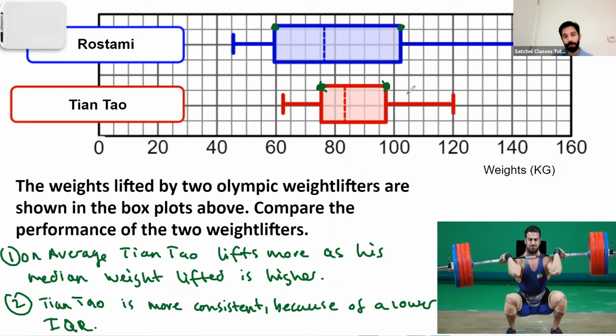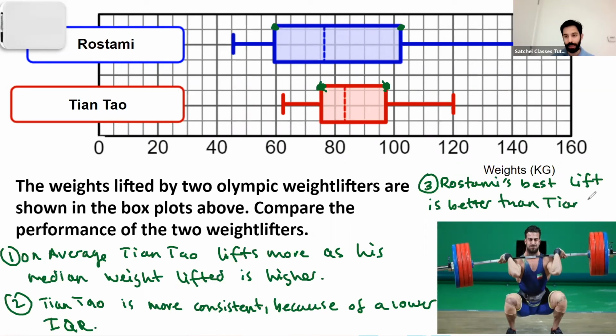And then for the third mark, we said make a general statement. The third mark could be, however, Rostami has lifted the highest amount between the two athletes. So Rostami's best lift is better than Tien Tao's.